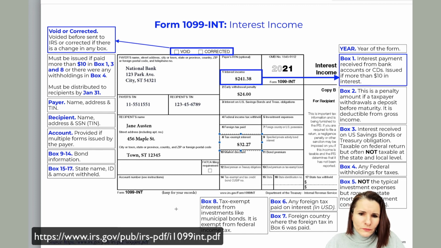If you want more info on what they are, please use the 1099 interest booklet that's on the IRS website, which I will link in the notes.